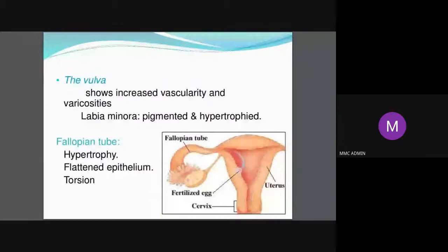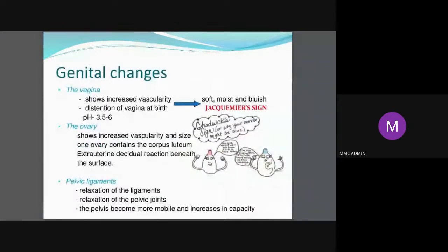So vulva, of course, increased vascularity and varicosity. That is just a finding, right? Next. These are all things that you have to see and appreciate. The patient may not really give you any complaint. When you look at the vagina, because of the increased vascularity, it may be bluish, soft, moist, and the name of the sign is Jacquemier's sign.